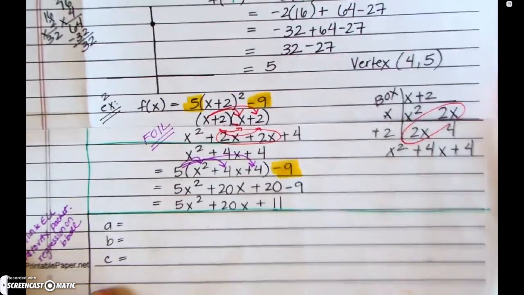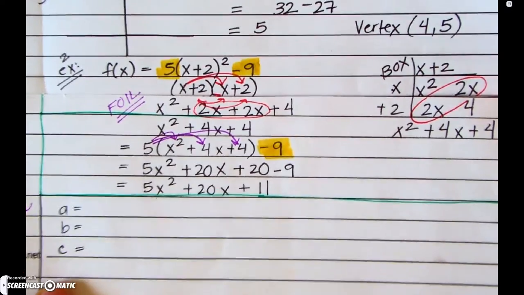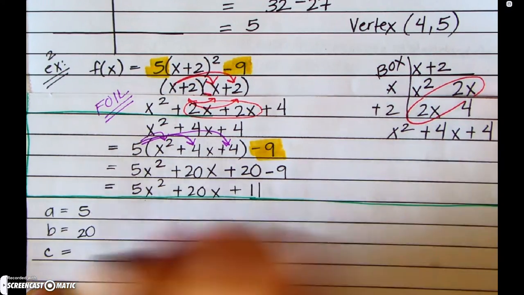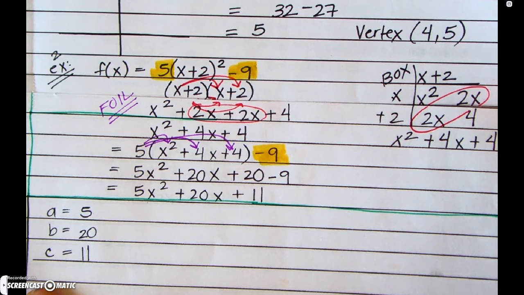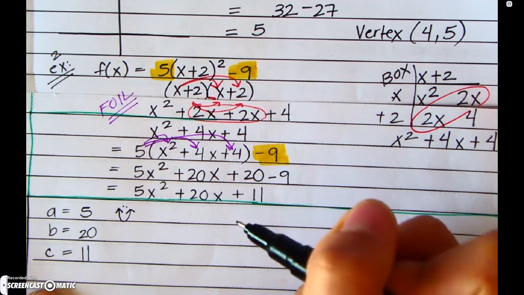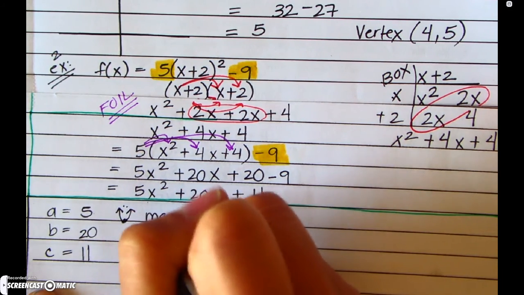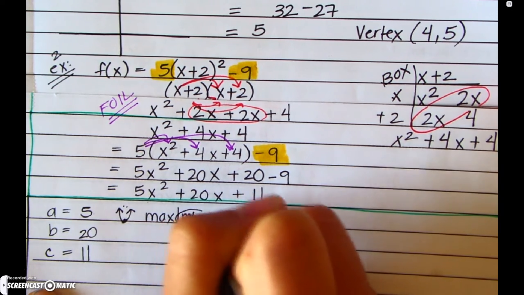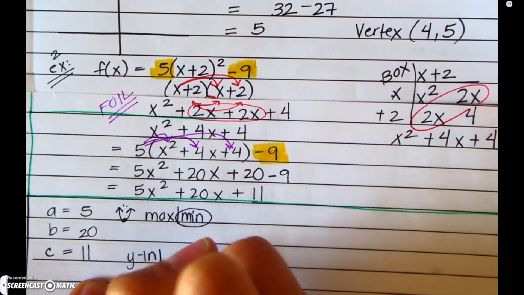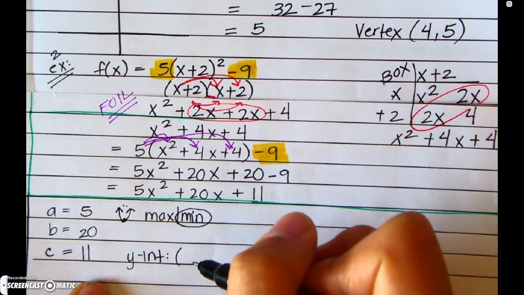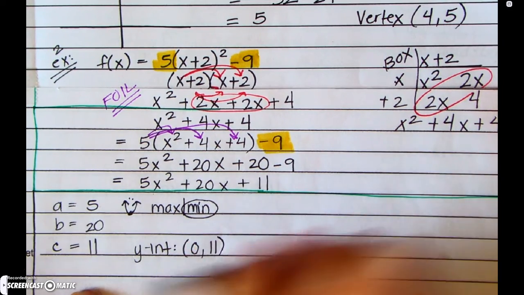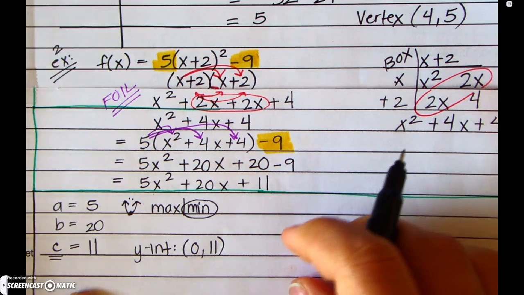And I'm going to zoom in a lot. Right about there. A is equal to 5, B is equal to 20, and C is equal to positive 11. We know that A is positive, so we know that it's going to be pointing up, which means that instead of a maximum, this is actually going to be a minimum. The C value is always our y-intercept. The y-intercept is where it crosses the y-axis, when x is equal to 0 and y is equal to 11. So your C gives you your y-intercept.